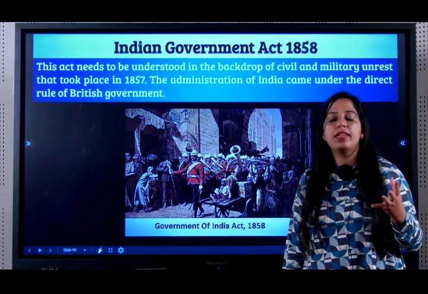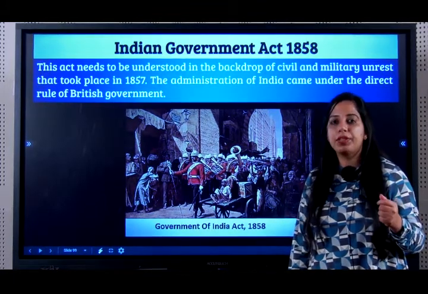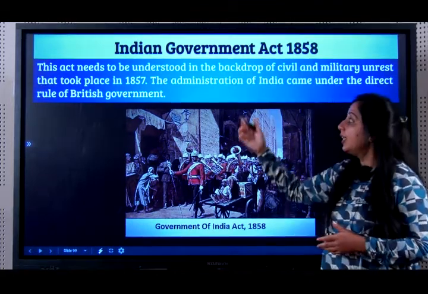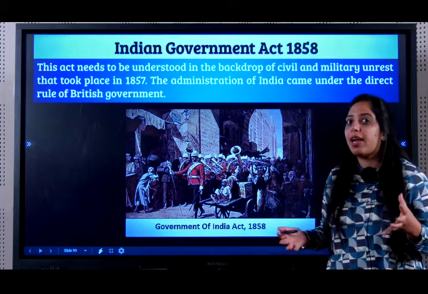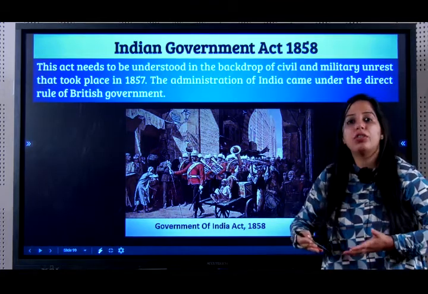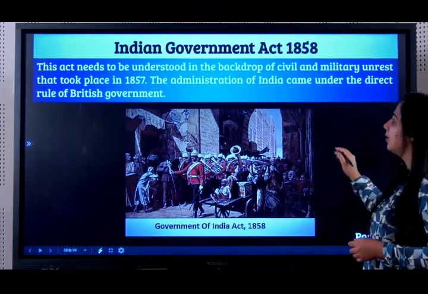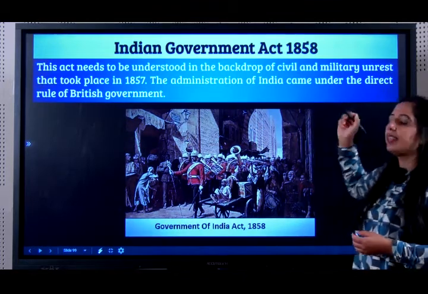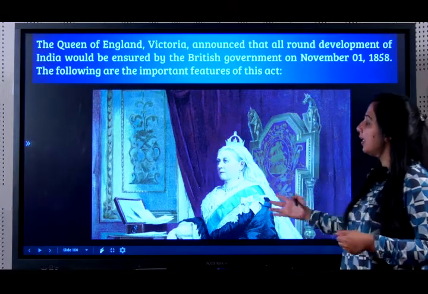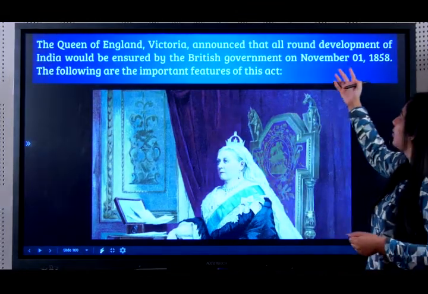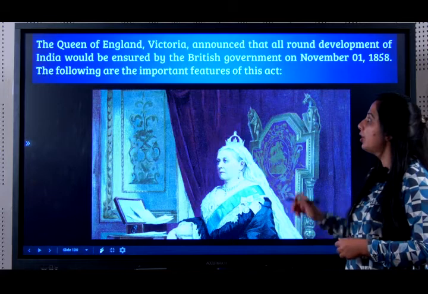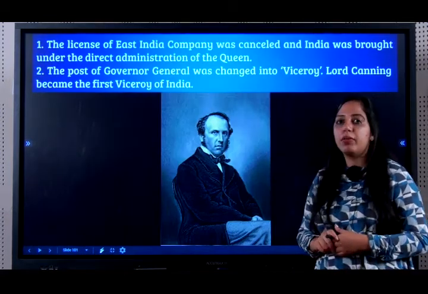The first one is the one that took place immediately after the Sepoy Mutiny of 1857, the Indian Government Act of 1858. This act needs to be understood as to what has happened because almost all the laws in this were like a reaction to the first war of Indian independence. The administration of India came under the direct rule of the British government. Now the Queen of England, Queen Victoria, announced for the all-round development of India to be ensured by the British government. What are the important features?